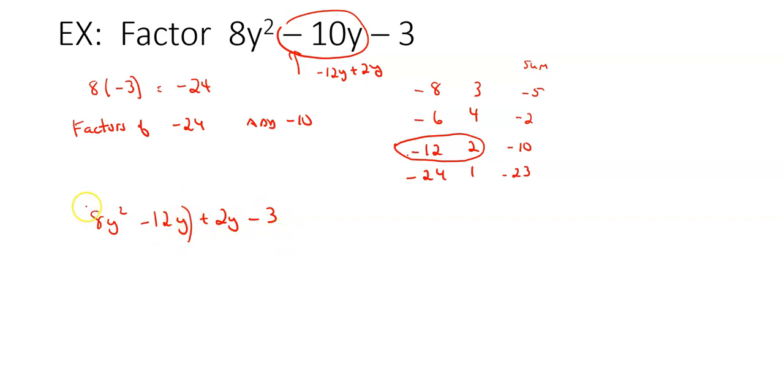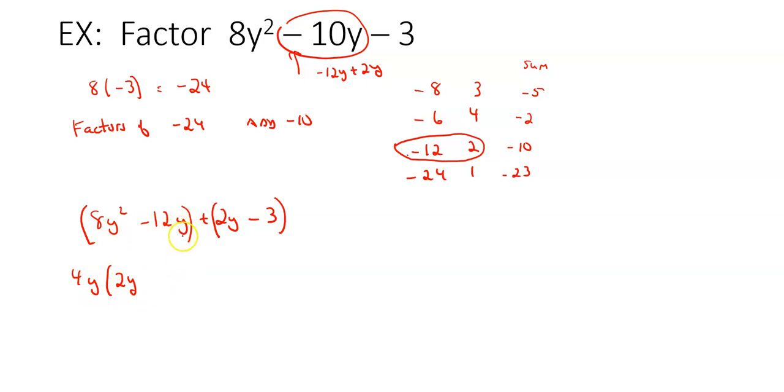Right, factor by grouping works like this. Group the first two, group the second two. We look for a common factor in those first two terms. So I can pull out a 4 and a y. Now take each of these terms and divide them by 4y. 8 divided by 4 is 2. Y squared divided by y is y.